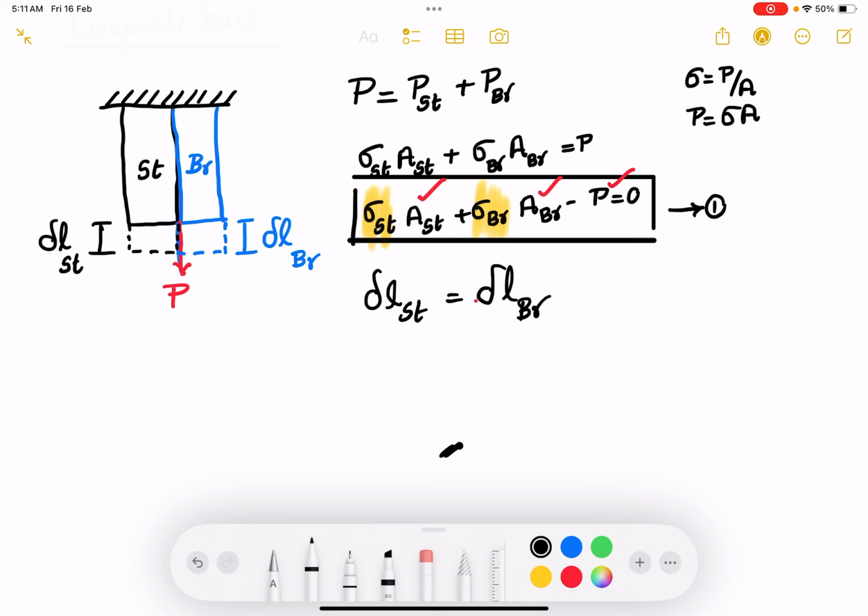You will be tempted to use a strain of steel should be equal to strain of brass. That's perfectly fine because both have the same length, but not all the times the composite bars will be having the same magnitude of length.